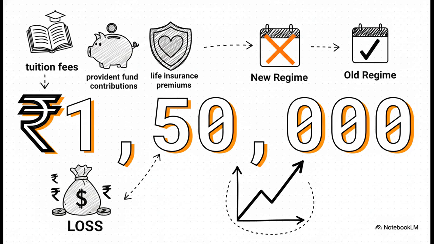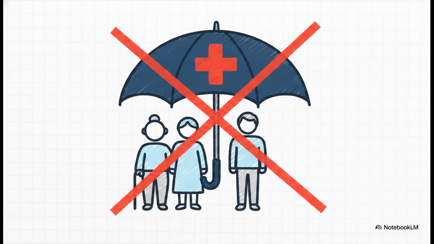We're talking common investments like your life insurance premiums, provident fund contributions, even tuition fees. If you habitually max this out every single year, waving goodbye to it under the new regime is a pretty significant mathematical sacrifice. Additionally, if you're paying health insurance premiums for yourself and senior citizen parents, you're potentially leaving a massive deduction on the table.